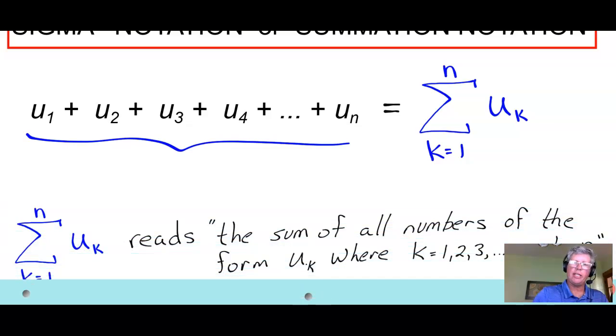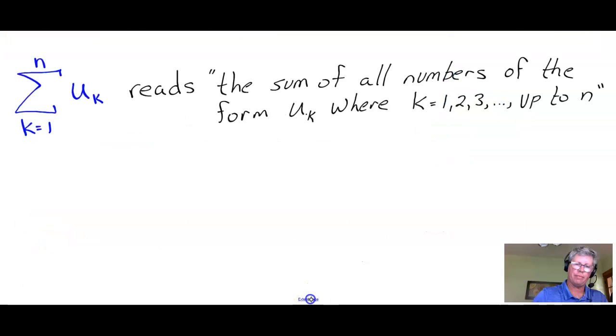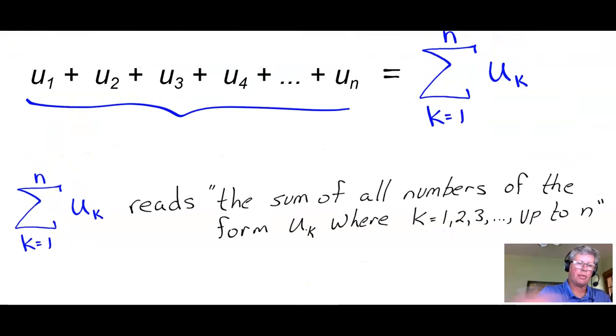So how do you read this? This symbol is read the sum of all numbers of the form u sub k. So in other words, we'll get all these terms from this general term, and we get those terms by plugging in k equal to 1, k equal to 2, k equal to 3, all the way up to n.